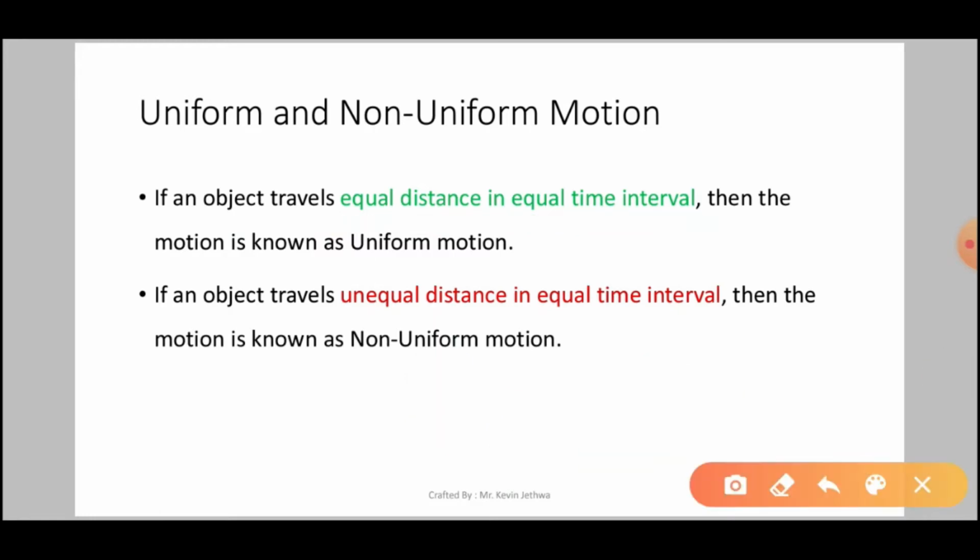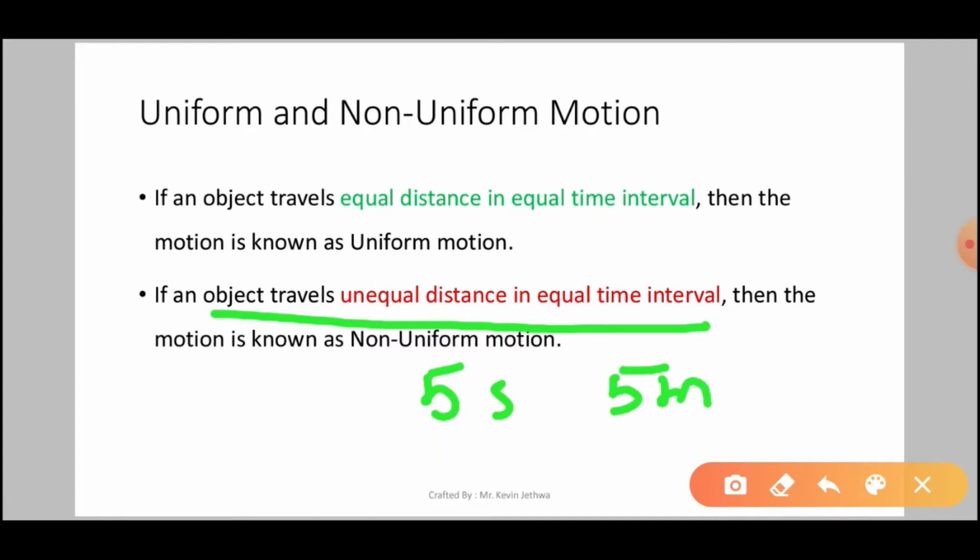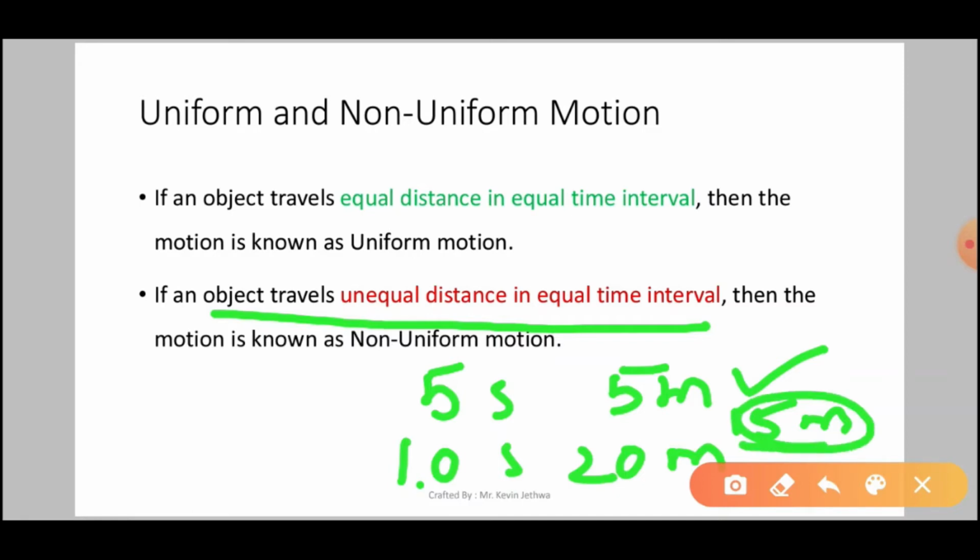But what is non-uniform motion? Non-uniform motion is when an object travels unequal distance in equal time interval. Means in first 5 seconds, let us say it travels 5 meters. In next 5 seconds, that is total 10 seconds, let us say it travels 20 meters. So we can see there is a difference of 15 meters over here. So in the first 5 seconds, it has traveled 5 meters. In the next 5 seconds, it has traveled 15 meters. So it has traveled unequal distance in equal time interval. So it is said to be in a non-uniform motion.